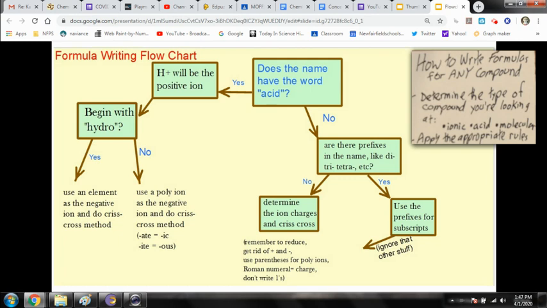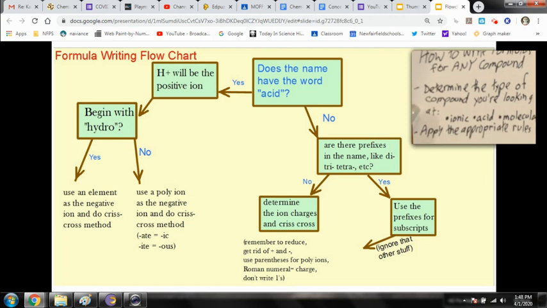has been made clear. What you want to be able to do, however, is to look at any compound without being given its category and then determine how to write its formula. So how are you going to go about doing that? Well, that's what this video is meant to teach you. It basically happens in two parts.